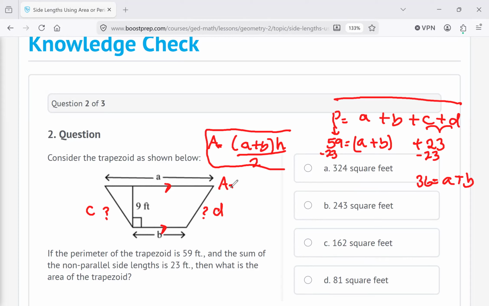So the area is going to be A equals, and then you can replace A plus B with 36, times the height, which is 9, and then it's all over 2. So what's 36 times 9 all over 2? That is 162. Right? So my area is going to be 162 feet squared.